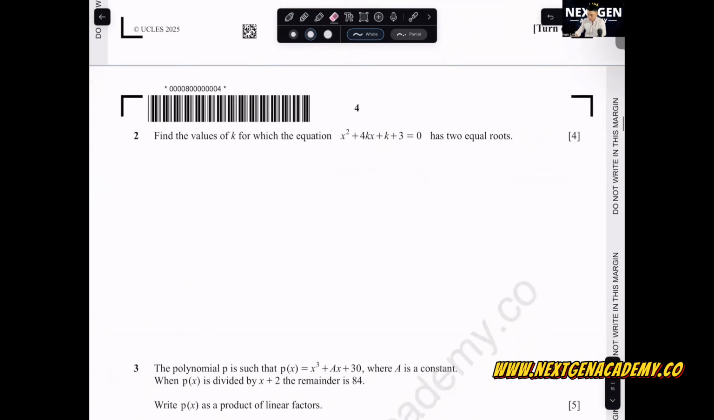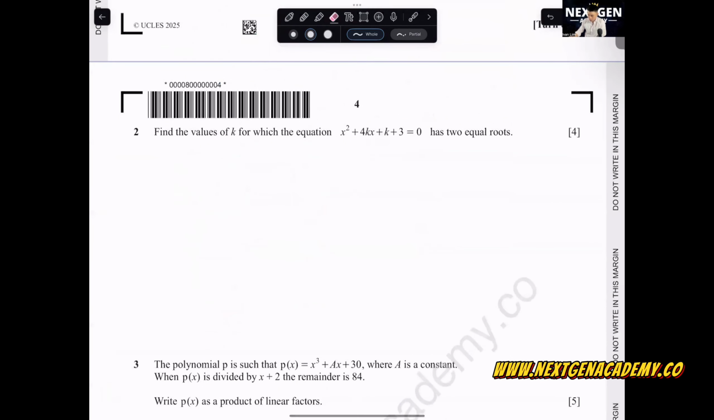Number 2. Find the values of k for which the equation x squared plus 4kx plus k plus 3 equals 0 has 2 equal roots. So what does it mean to have 2 equal roots for a quadratic equation? We'll use b squared minus 4ac equals 0. So this is a, b, and c. b is 4k, squared, minus 4 times 1 times k plus 3 equals 0.